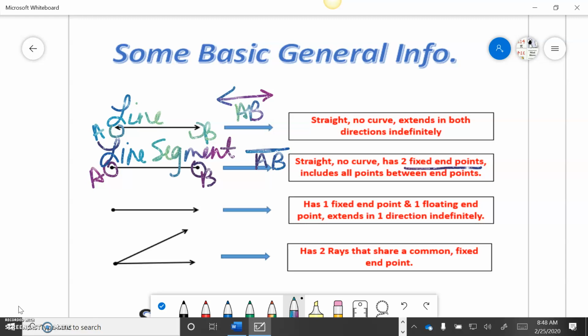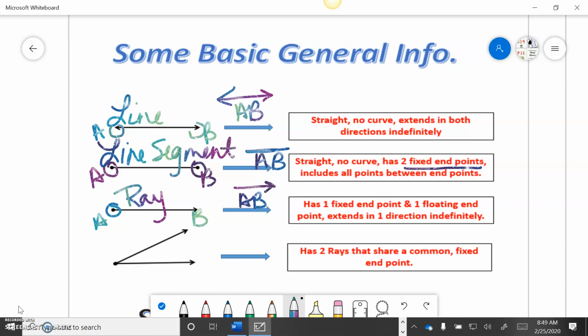Now notice this one's a little bit different. This one has an endpoint and then goes in one direction indefinitely. This one is actually called a ray, just like me. So this is the symbol. Notice there is an arrow only on one side.